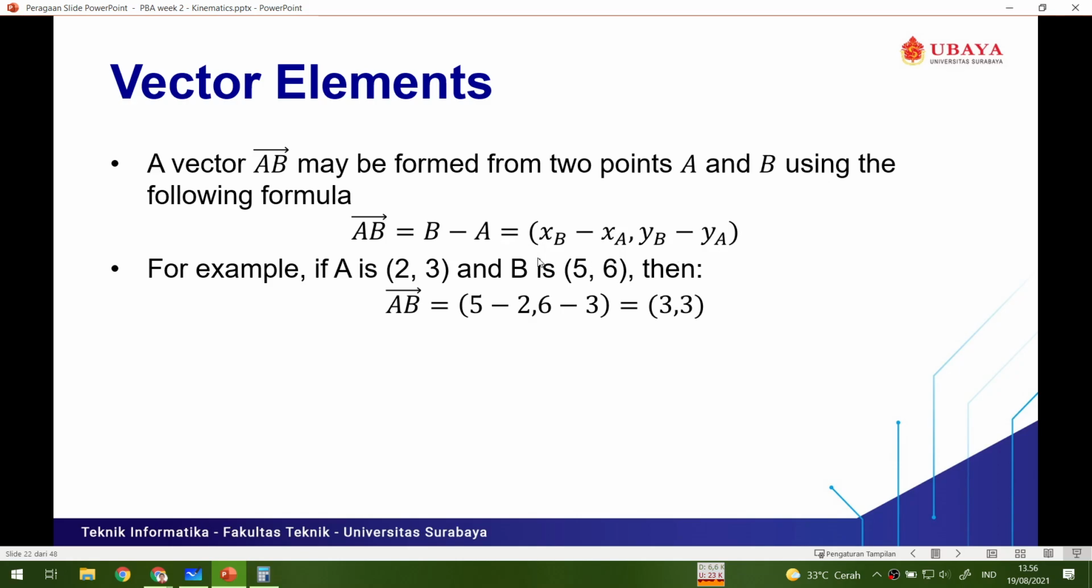Or we can expand it. So the x element for the vector AB is xb minus xa. Then the y element is yb minus ya. So for example, if we have a point A at 2, 3, x 2 and y 3, and B is at the position x 5 and y is 6, then we have the vector AB: xb first, 5 minus xa, which is 2, and then for the y component, yb, it's 6 minus ya, 3. Then we get the components of vector AB: x equals 3 and y equals 3.